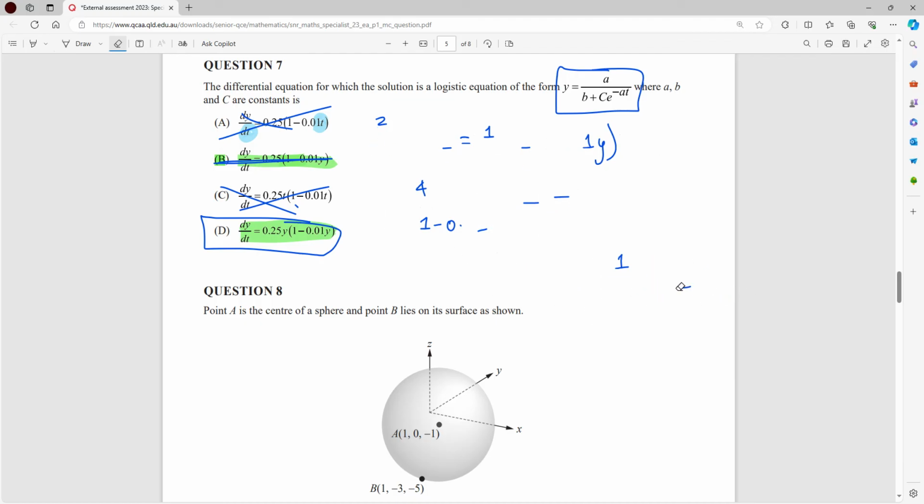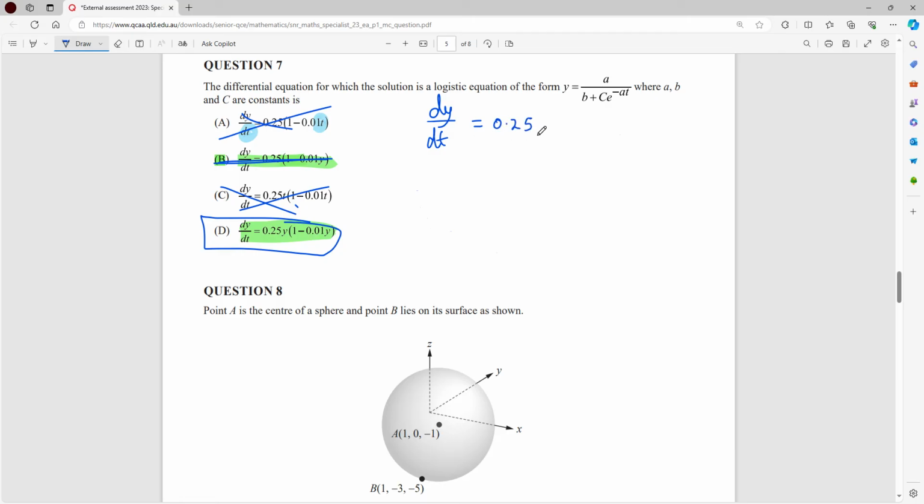Now you could probably double check that as well. So I'm just going to do that very quickly to show you it's the correct one. So dy/dt gives you 0.25y on 1 minus 0.01y. So you would rearrange it so you get the y by itself. So you get dy on 0.25y(1 minus 0.01y) gives you dt. Then you can distribute that.